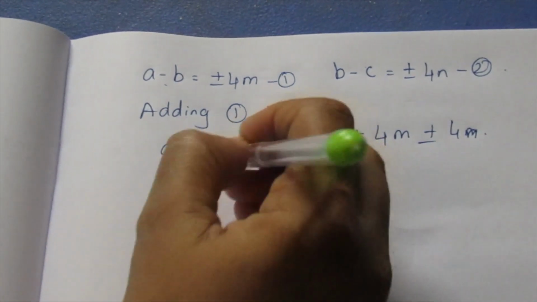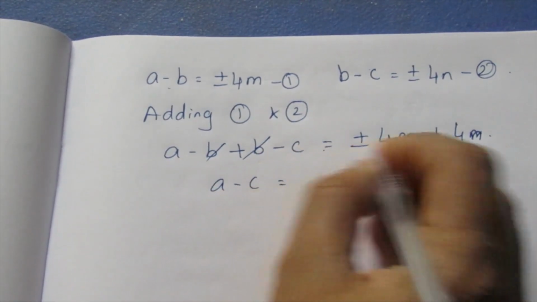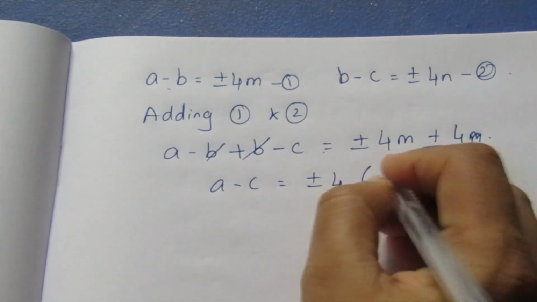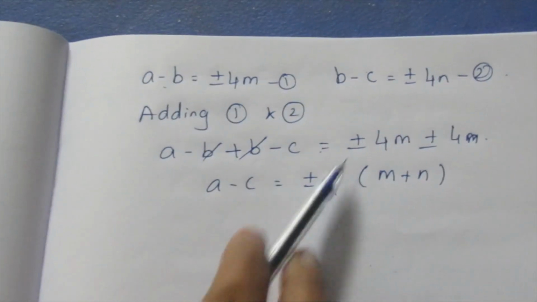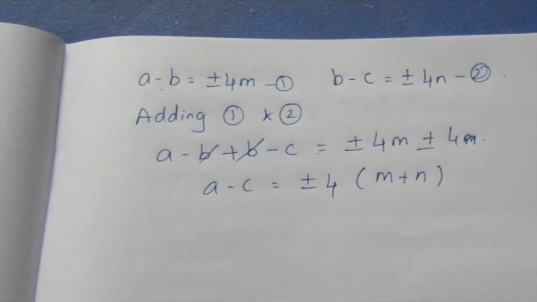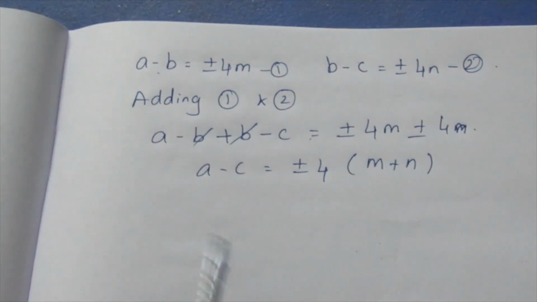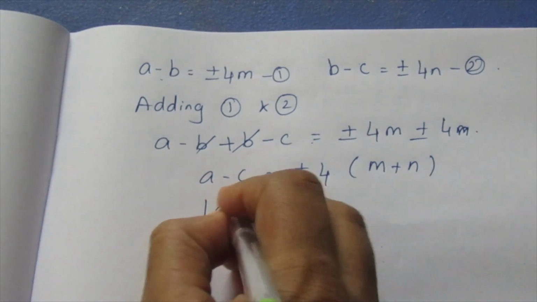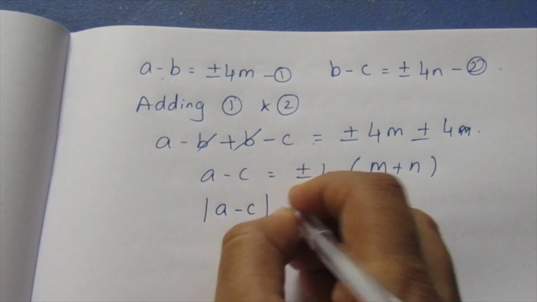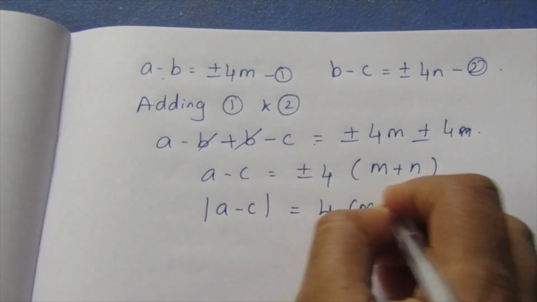Now, this 2 gets cancelled. So, A minus C is equal to, taking plus or minus 4 common, we get plus or minus n. The top sign should be inside. Here we have plus or minus, so plus will be there inside. Now, bringing this plus or minus to this side, it becomes modulus. So, modulus A minus C equals 4 into m plus n.